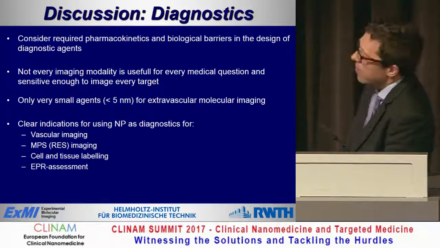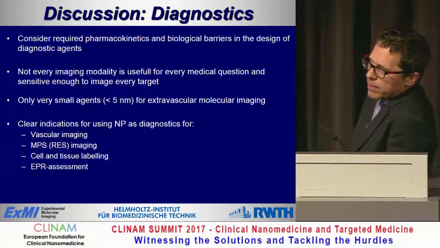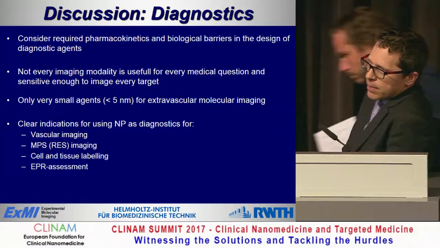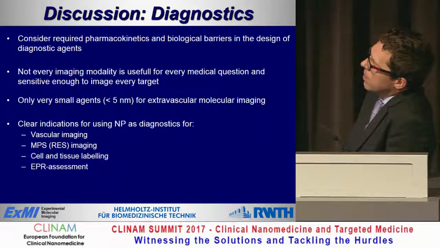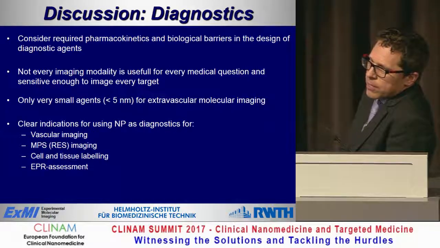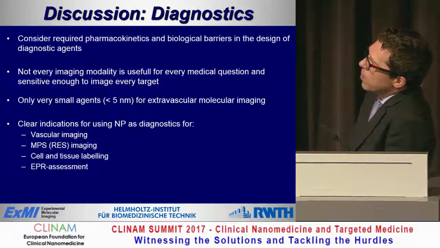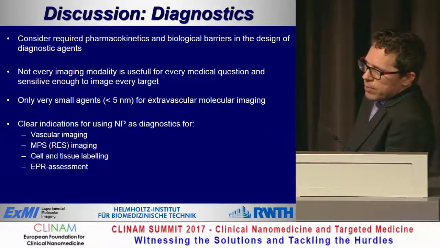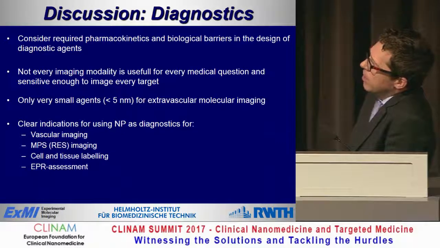So I may summarize my findings. I think it's very important to carefully consider pharmacokinetic properties and biological barriers in the design of diagnostic and therapeutic agents. I think it's very important to consider that not every imaging modality is really useful for every medical question and not sensitive enough to image every target. If you really aim for extravascular molecular imaging, your probes should be very small, clearly smaller than 5 nanometers. However, I see clear indications also for larger nanoparticles, for example, for vascular imaging, for MPS imaging, for cell and tissue labeling, and for EPR assessment.